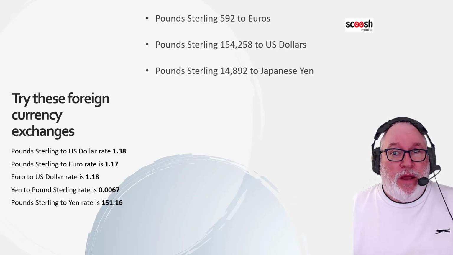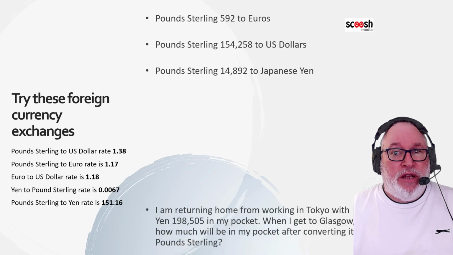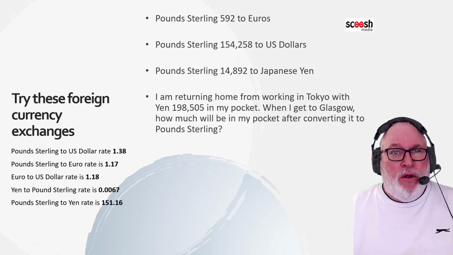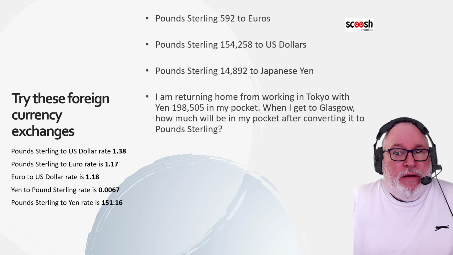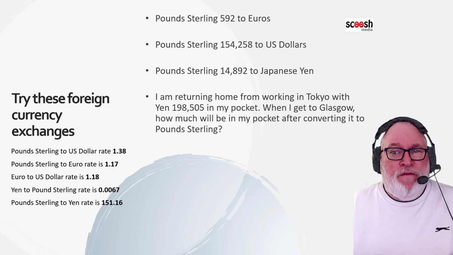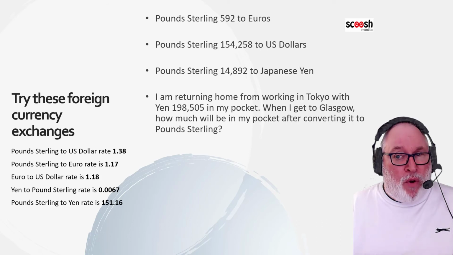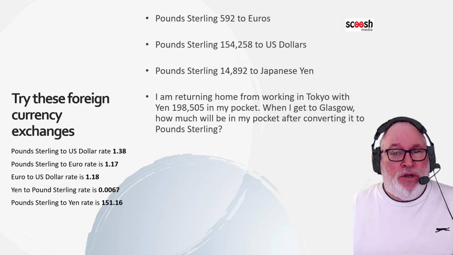Anyway, so pound sterling to yen. And then you can add stories to it as well. Quite often you get a reason why you're changing something, but it's still the same thing. So I'm returning home from working in Tokyo with 198,505 yen in my pocket. When I get to Glasgow, I want to convert it. So how much am I going to have in the local currency, which is at the moment pound sterling?